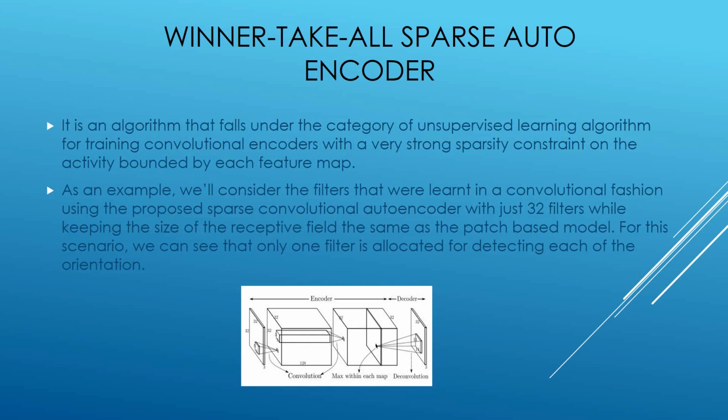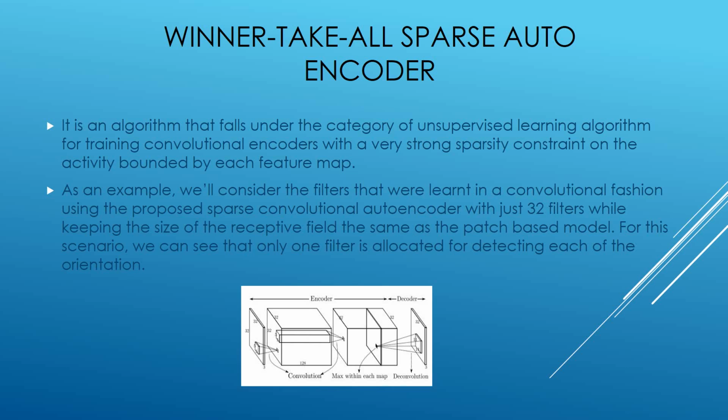Next, I'll be talking about the winner-take-all autoencoder. It is an unsupervised learning algorithm for training convolutional autoencoders with a very strong sparsity constraint on the activity within each feature map. It is used for encoding a set of data for dimensionality reduction. An autoencoder applies backpropagation by setting the target values equal to the inputs. In other words, it is trying to learn an approximation to the identity function. Hence, we can reduce the number of hidden units and can discover interesting structure about the data.